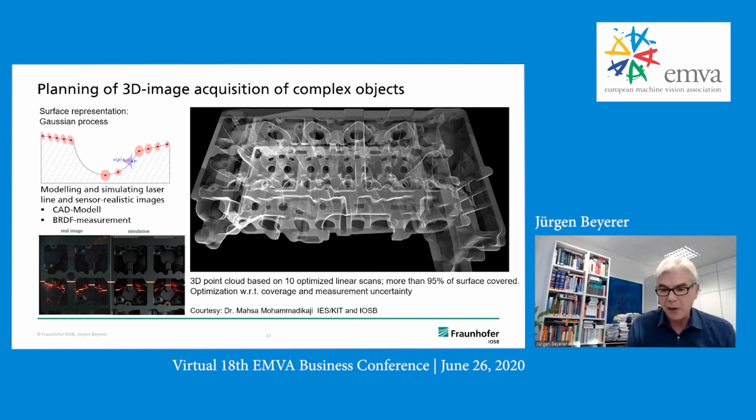And as you can see here on the right-hand side, this is a point cloud based on 10 optimized linear laser scans, and more than 95% of the surface is covered. The optimization is done with respect to coverage on the one hand and measurement uncertainty on the other hand. And by no means by optimizing manually in a lab would you get near this performance, which is achieved by this optimal planning.